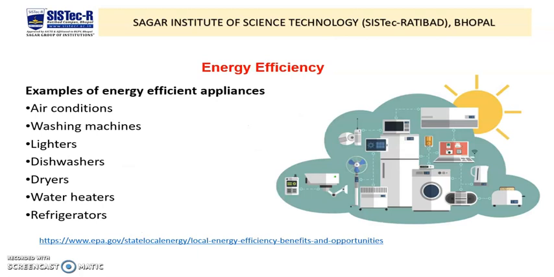Now the examples of energy efficient appliances: air conditioners, washing machines, lighters, dishwashers, dryers, water heaters, refrigerators.